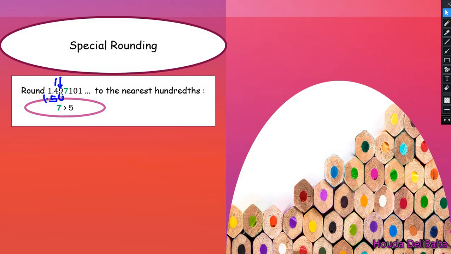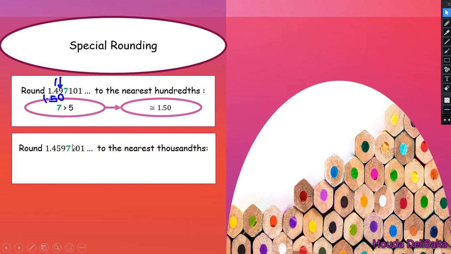So again, because 7 is greater than 5, then I add 1 for 9. Then 9 becomes 10. So 0 here and 1 goes to 4. 1 plus 4 is 5 and the final answer is 1.50. That's the rounded final answer. So that's what we mean by special rounding in case we have 9 and we are going to add 1 for it.